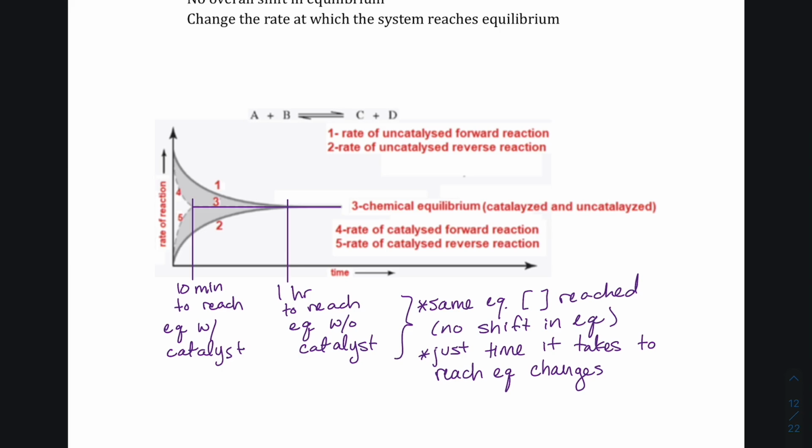So if you see a picture like this, this is your rate of the reaction versus time. Eventually, the rate is going to become equal for the forward and the reverse reaction. And if you don't have a catalyst, it's going to take, I don't know, let's say an hour to reach equilibrium. But if you add a catalyst, that's what this dashed line is showing here. So this is with the catalyst. Now your rates are leveling off much faster. But once you reach equilibrium, it's the same forward and reverse rate reaction.